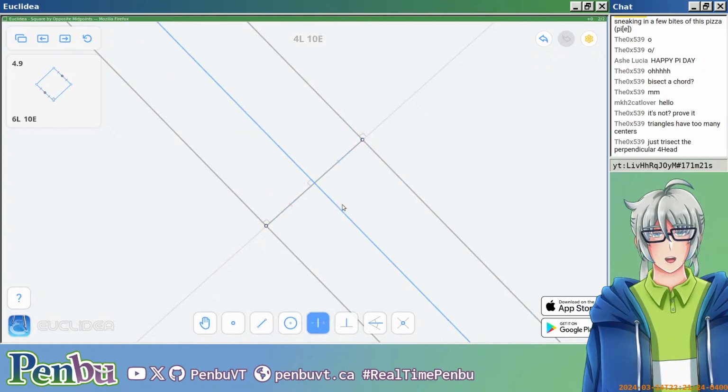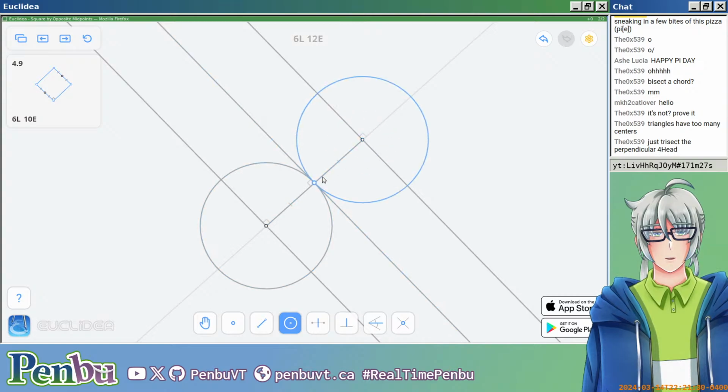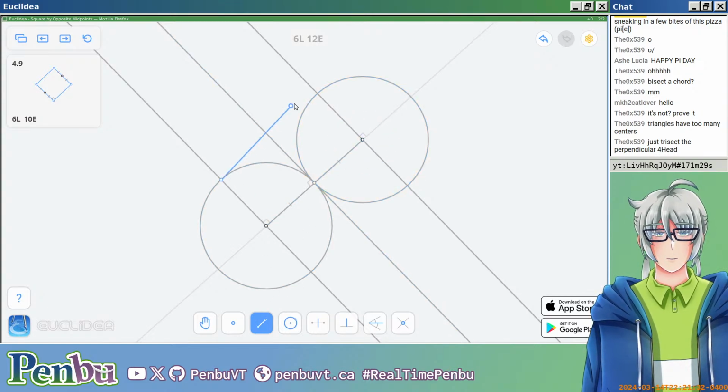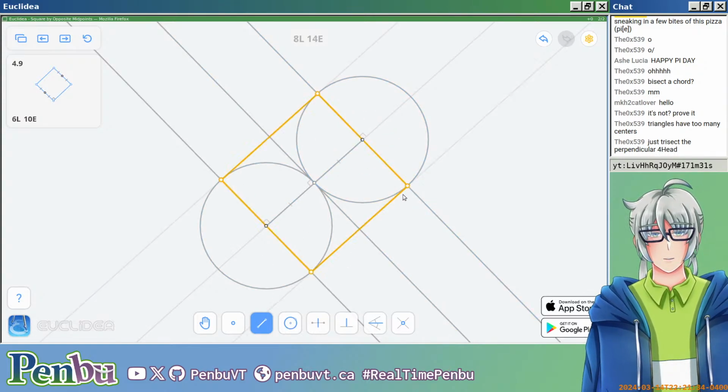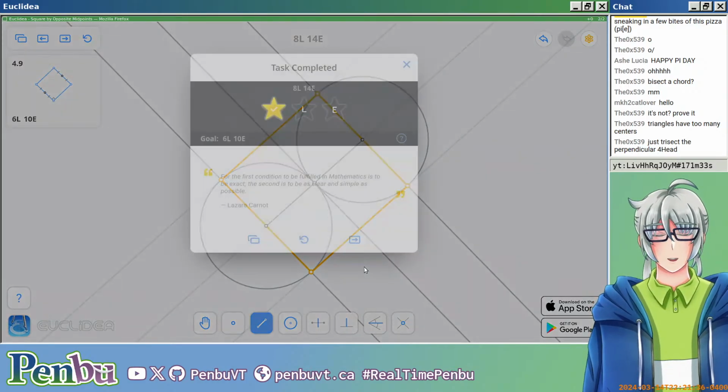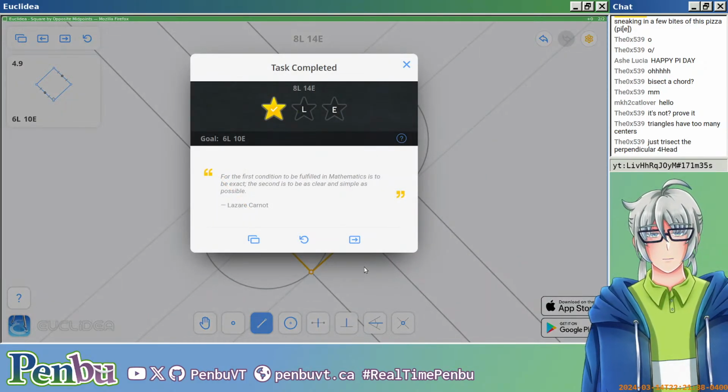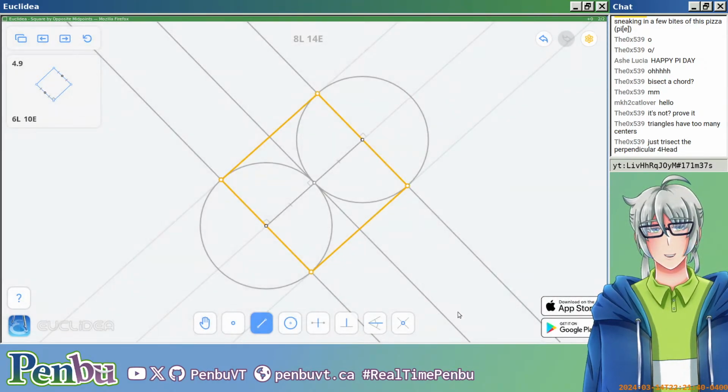We draw a bisector, and then we draw circles. And draw circles. Doesn't work, we need more. That is the square, yes. But that gets us to 8.